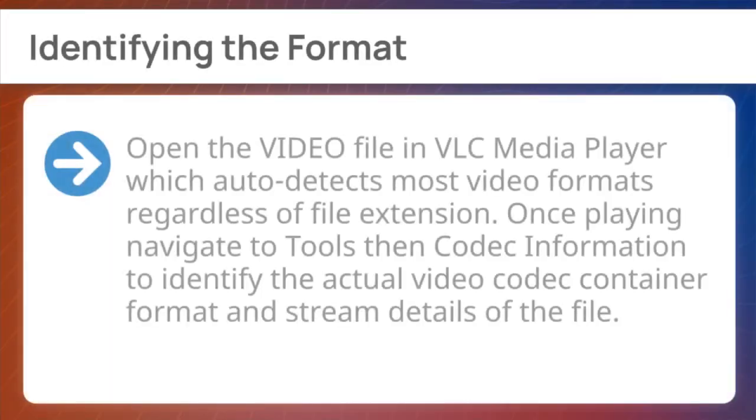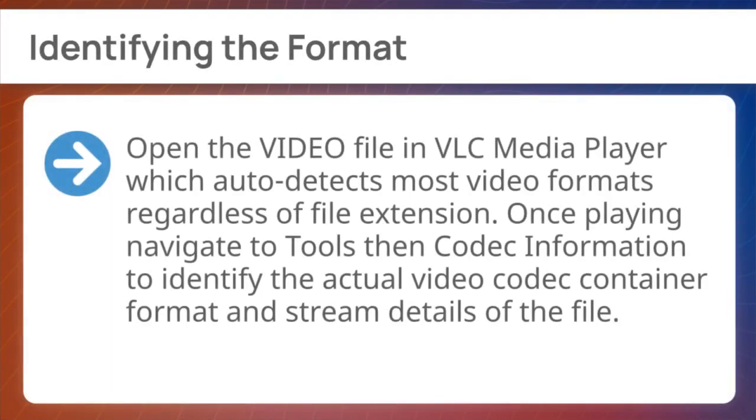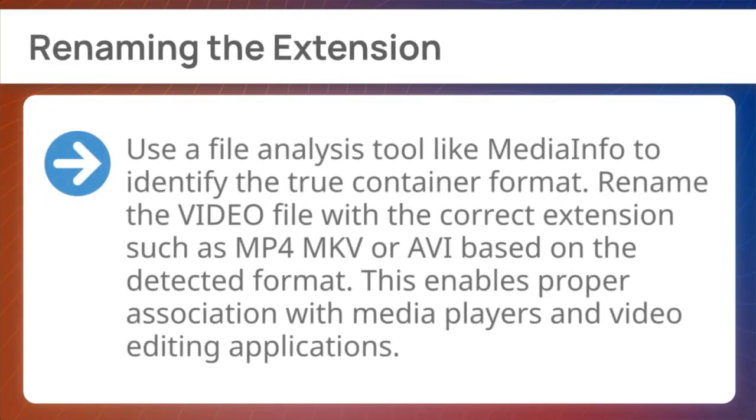First, identifying the format. Open the video file in VLC Media Player, which auto-detects most video formats regardless of file extension. Once playing, navigate to Tools, then Codec Information to identify the actual video codec, container format, and stream details of the file. Next, renaming the extension.